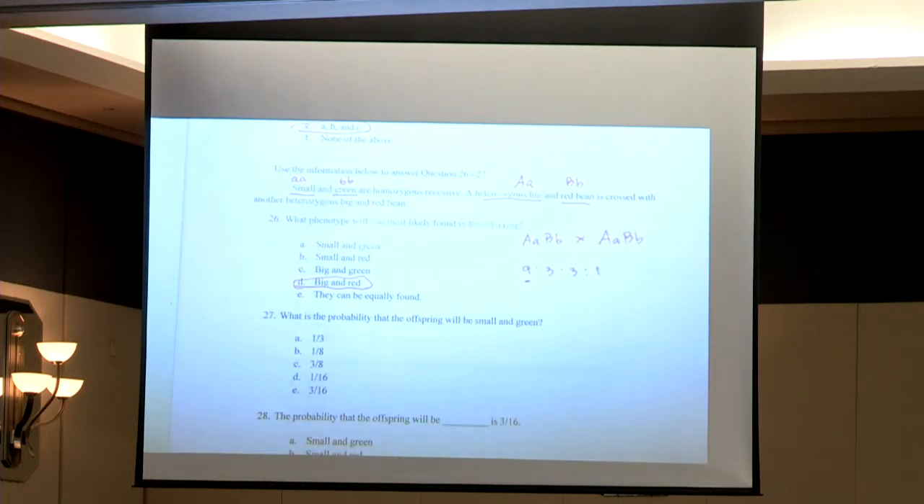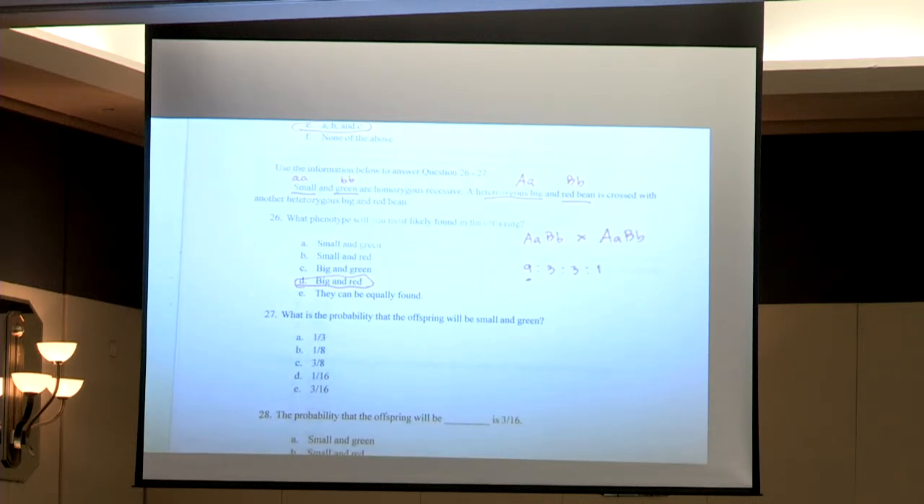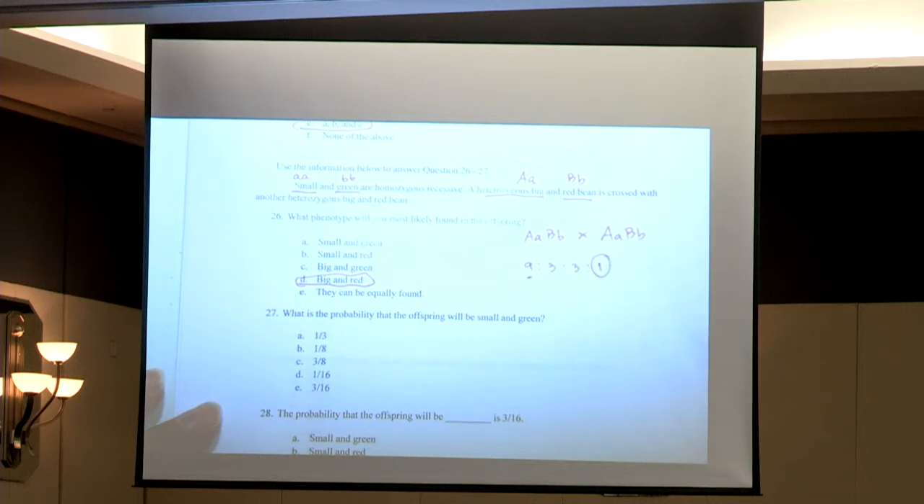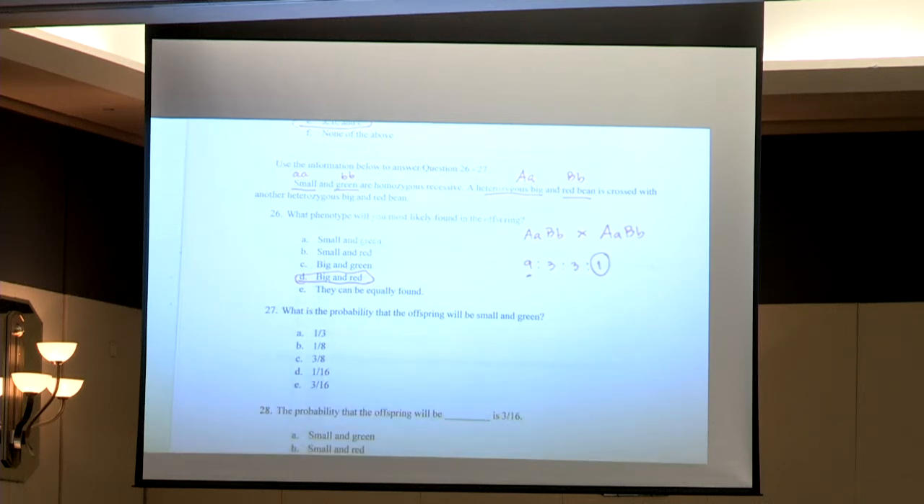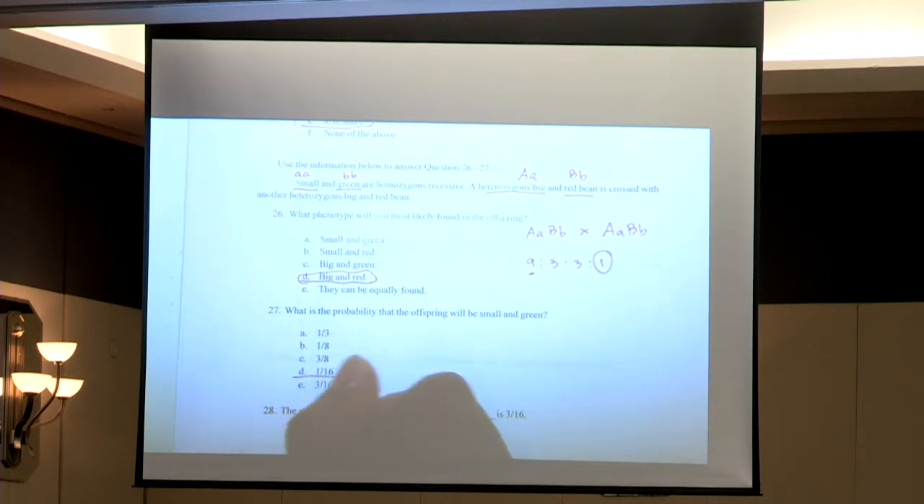So if we know this one is big and red, what is the probability that the offspring will be small and green? Small and green would be this one, the last one, just that one, right? So we have 9 plus 3 plus 3 plus 1, a total of 16, and it can only be 1 out of 16. So the answer would be D right there.